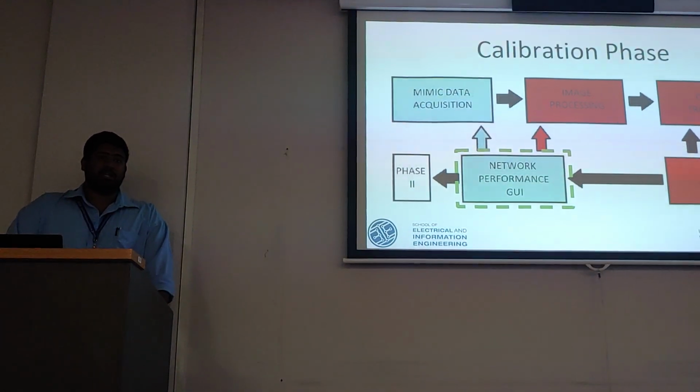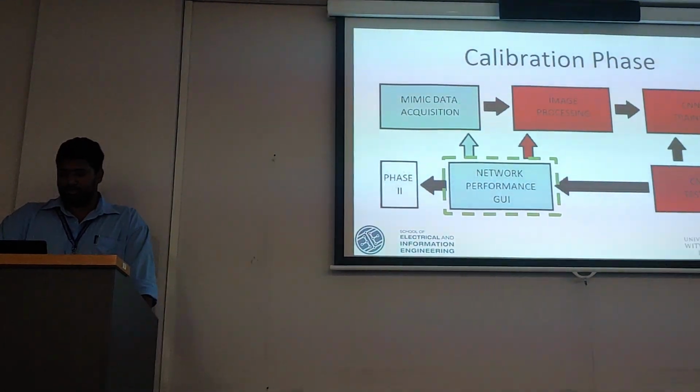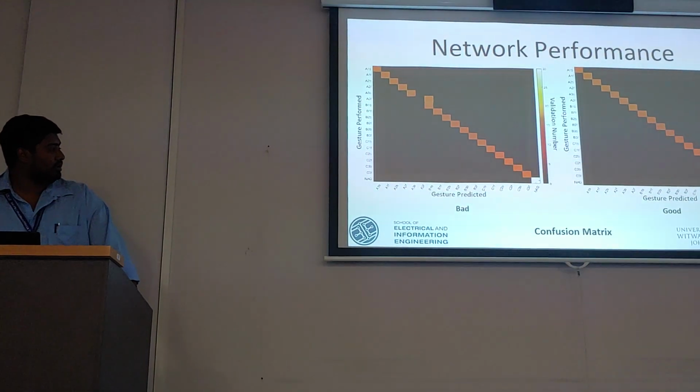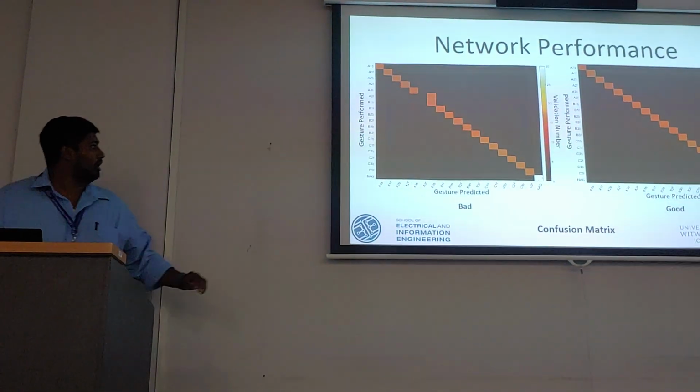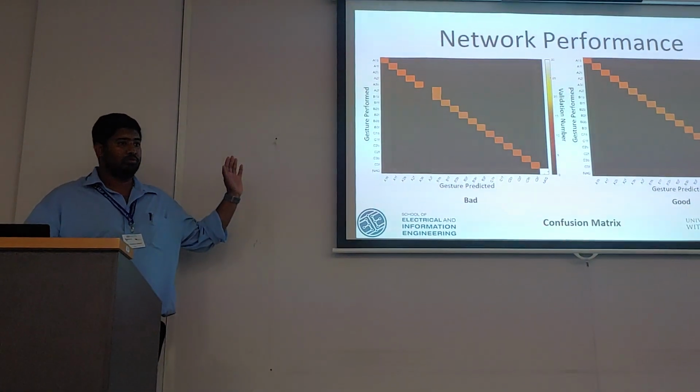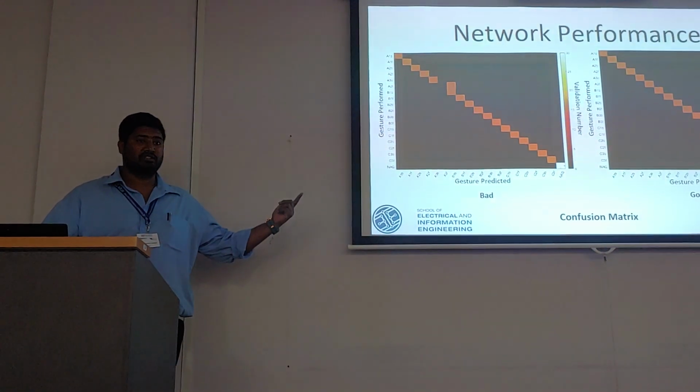The results of the training are then shown in the graphical user interface. We see here a confusion matrix which plots on the y-axis the gesture that was actually performed, against the gesture that was predicted by the system.